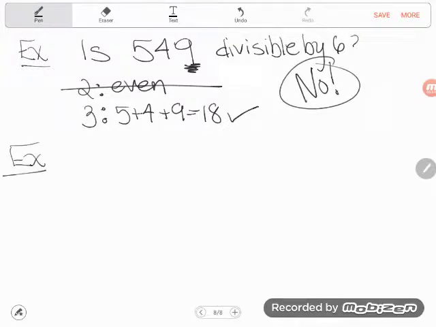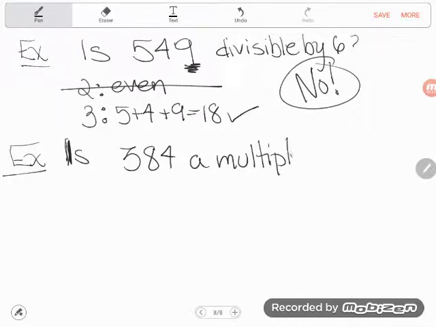Let's look at one more example. Is, let's see, 483 a multiple, oh, wrong one. That's not what I wanted to do. Sorry. Let's do 384 a multiple of 6. Well, this one does pass the 2 test. It is even. First test passed.